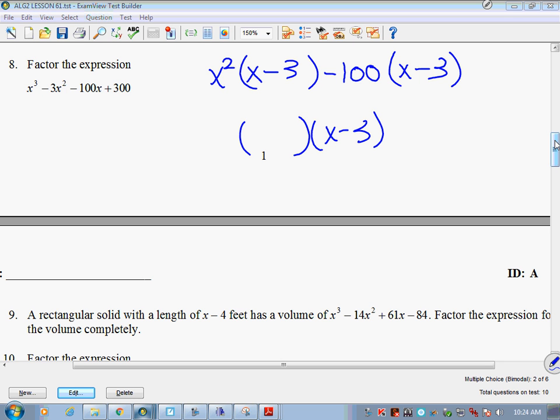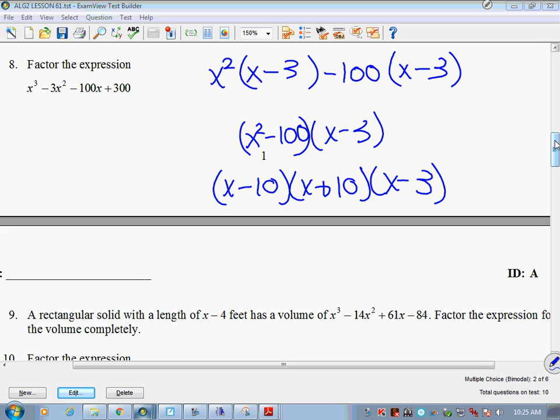And what's my other factor? Can I break down x squared minus 100? What will it become? X minus 10. X plus 10, and x minus 3 has 3 factors. Okay? Are we getting this? How do we feel about it so far? Pretty good? Okay.